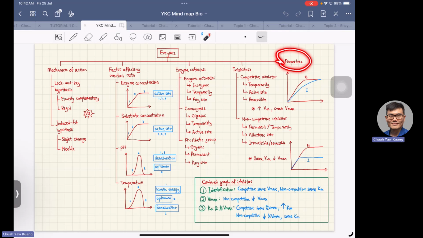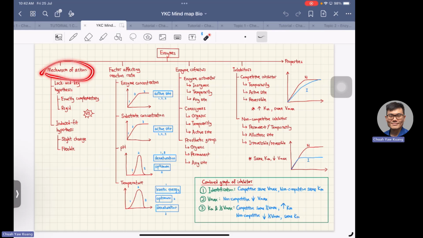But all of it is basically: it is specific, it is reusable, it won't be destroyed in the reactions, and some other properties. If you want, yes, you can add on. But to me, it is just something that you have to go through. For example, when you look at the mind map and see properties, just tell yourself 5 properties of the enzyme. Done. Then next we move on to those that are more important.